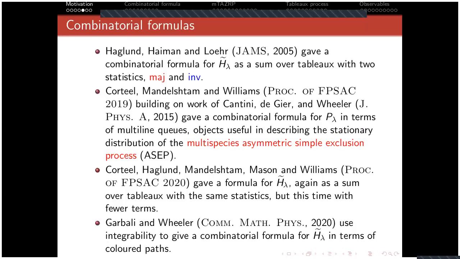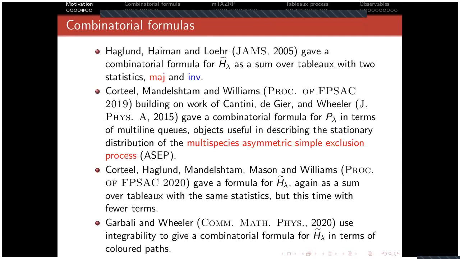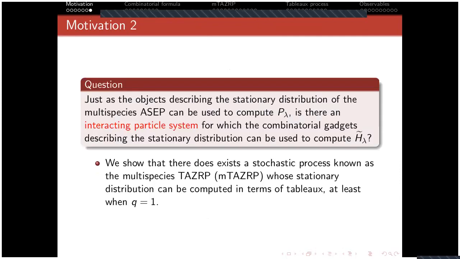So in this paper above, CHMMW, they conjectured another formula for H tilde lambda in terms of maj, the major index statistic. So maj is major index and inv is inversions. And a new statistic, we will call it quinv, and I'll explain. So in our first paper, we settled this one. The second is a more kind of philosophical question.